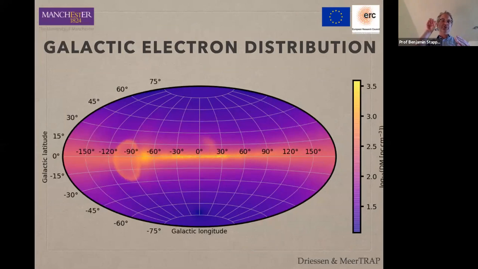And you can see that most of the electrons in our galaxy lie in the plane of the galaxy. Okay, so if you're looking through the galaxy, you'll see many, many more electrons than if we look up out of the galaxy, for example. And you can see some interesting regions here around about at minus 90 degrees galactic longitude. We think that's an old nearby supernova that's left a ring of electrons that you can see there.